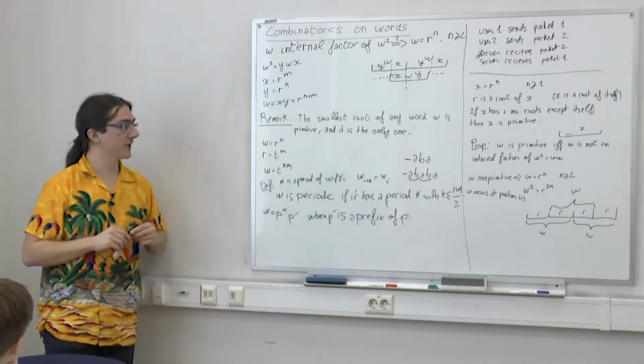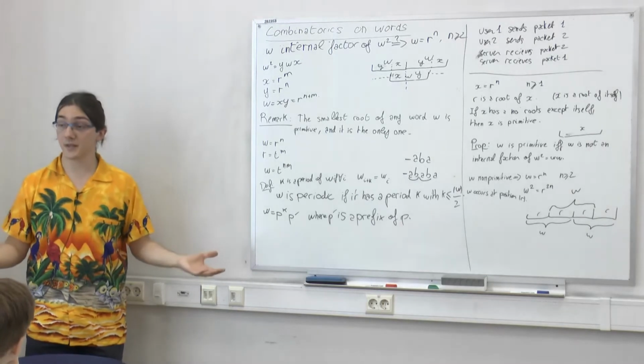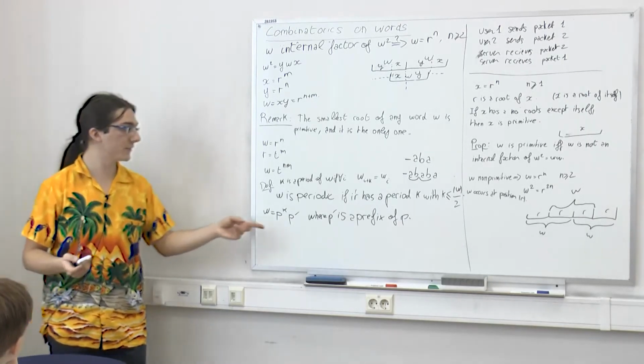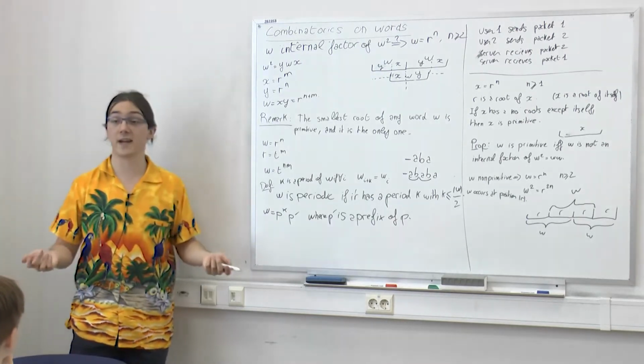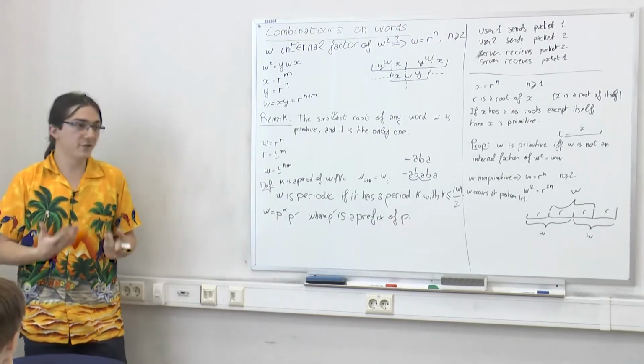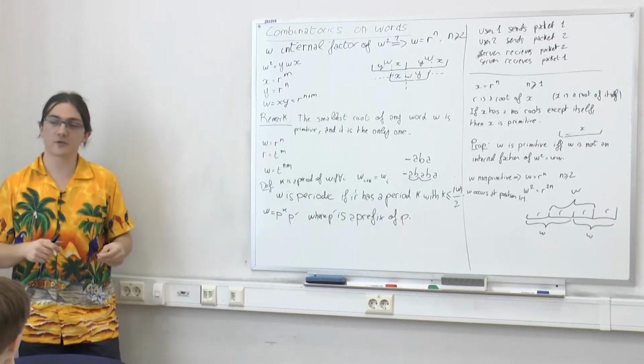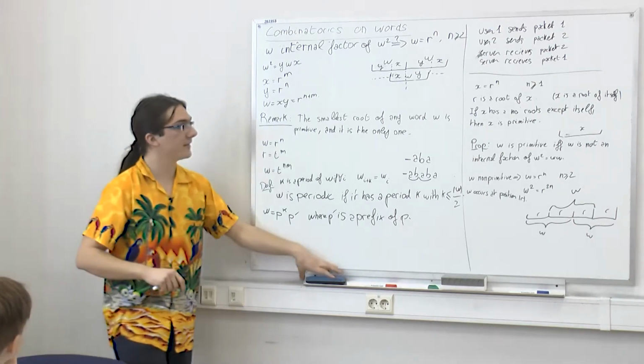One interesting thing we can say about periods is what happens if we know that a word has two different periods. I know that the word has period K and I know it has period L. It should have some structure. It is more interesting than just having one period. It should say things.